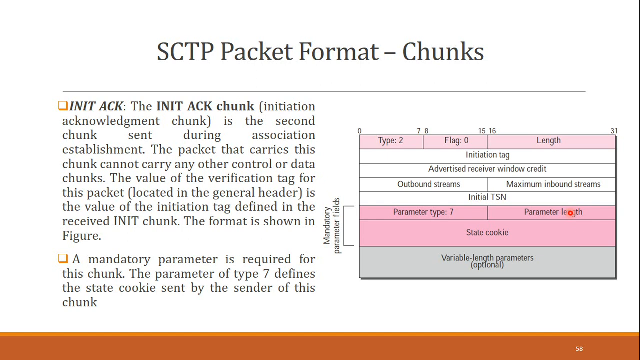Note that the fields in the main part of the chunk are the same as those defined in the init chunk. However, a mandatory parameter is required for this chunk. The parameter of type 7 defines the state cookie sent by the sender of this chunk. We discuss the use of cookies later if needed. The chunk can also have optional parameters.